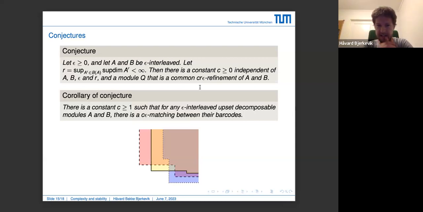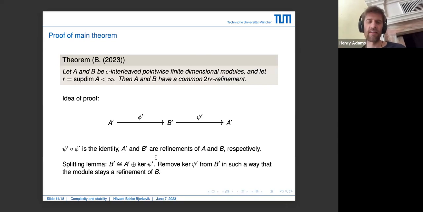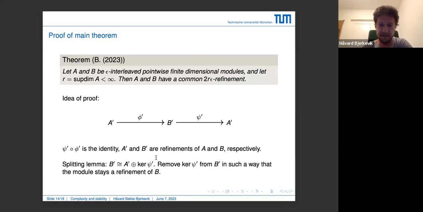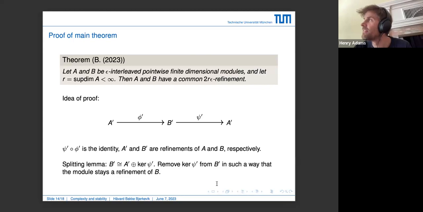Then you have, essentially, in the end, you get that the barcode of the refinement of A is a subset of the barcode of the refinement of B. But then to get this theorem, you also need this kernel of psi prime to be small. That's the final step here. And that's where the other composition comes into the picture in a more indirect way. I see. Further questions?